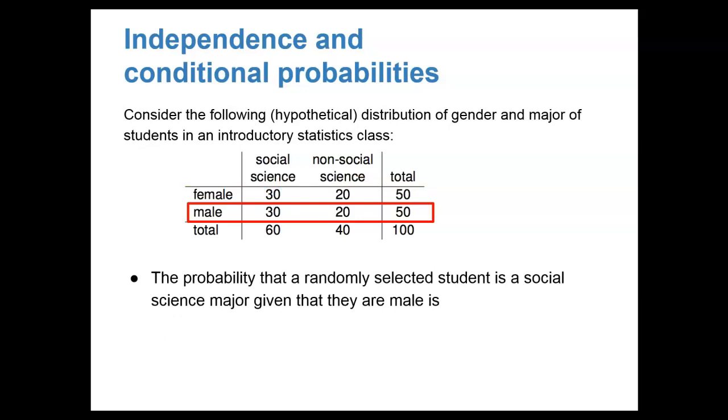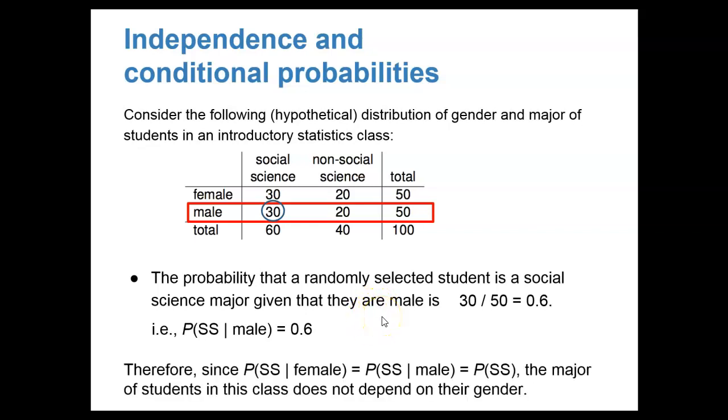Now let's take a look at one more probability. What's the probability that a randomly selected student is a social science major given that they are male? So in this case, we're focusing our attention on the male row of the contingency table. And we notice that in that row, there are 30 students that are social science majors. So the conditional probability we are looking for is 30 out of 50, which is 6/10, or again, 60%.